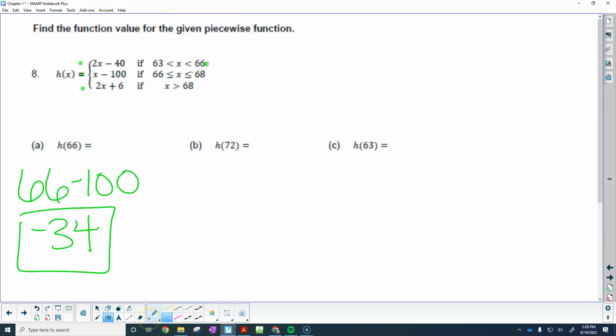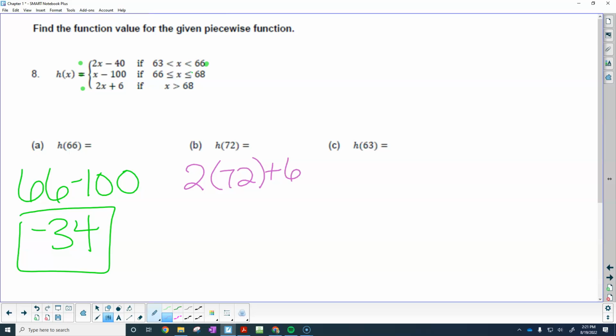All right, now let's take a look at 72. We have an input of 72. It can only go in one spot. Where would this 72 fit? The top, the middle, or the bottom? Bottom. That's right, because all the numbers greater than 66 or 68 belong there. That's definitely greater than 68, so we're going to drop in 72 into the bottom piece of the equation. So that's going to be 2 times 72 plus 6.